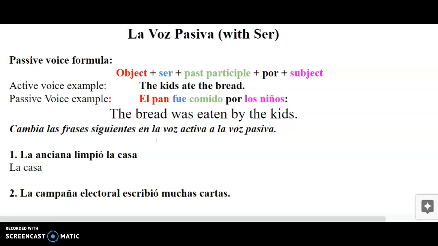and then ser comes next, fue, and then the past participle. And you look at the verb here, limpiar, and you're just going to flip that to the ado, ido ending and make it match with the object it describes. So, limpiada. And then por comes next. Just follow your formula. And then the subject comes last, la anciana. Okay. So there you have it. That's what you're doing in this exercise.